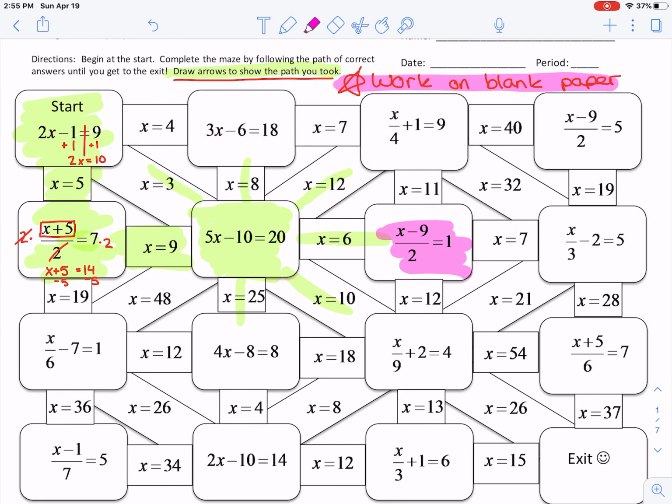So here's another one with a bigger numerator. Just make sure you're trying to undo. You don't want that denominator, so you're going to undo dividing by that number, okay?